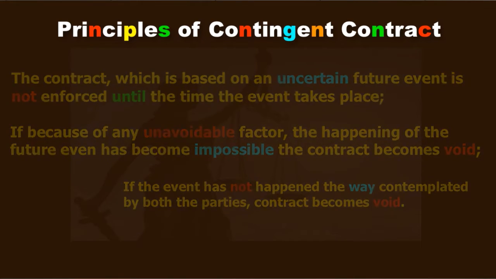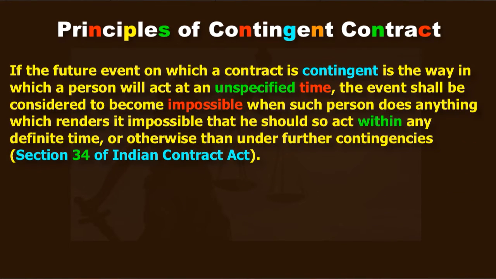Now the next principle is, if the future event on which a contract is contingent is the way in which a person will act at an unspecified time, the event shall be considered to become impossible when such person does anything which renders it impossible that he should so act within a definite time, as defined under section 34. Of course, I believe you must be mesmerized with the kind of language that is written here, but don't worry.